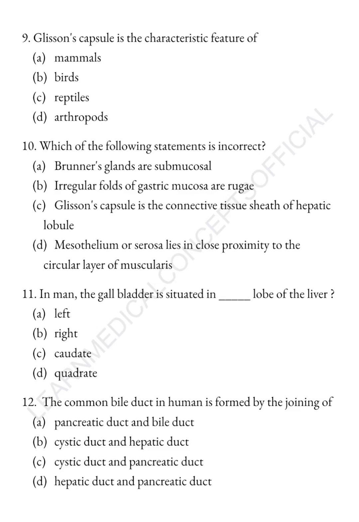12th one, the common bile duct in human is formed by the joining of option A, pancreatic duct and bile duct, option B, cystic duct and hepatic duct, option C, cystic duct and pancreatic duct, option D, hepatic duct and pancreatic duct. And your time starts now.